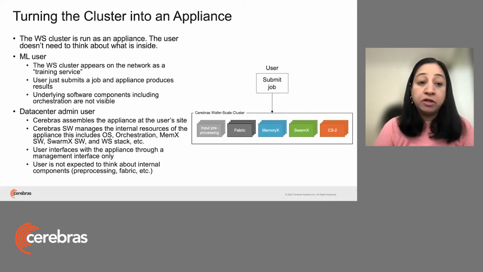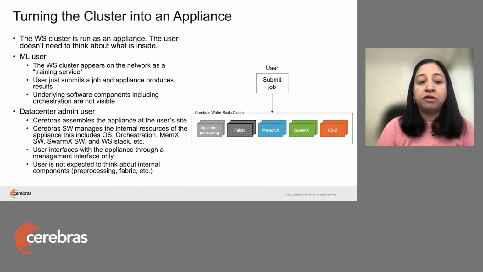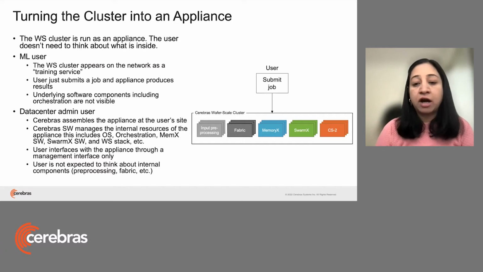So as an ML user, the wafer-scale cluster will appear to you on the network as a training service. You'll submit a job and the appliance will produce the result. That's all you care about. And the underlying software components, even including anything to do with orchestration, how the different hardware pieces are managed, how the work is transferred to CS2s, and all of that scheduling, managing, and orchestration, are hidden under the hood by this appliance model.